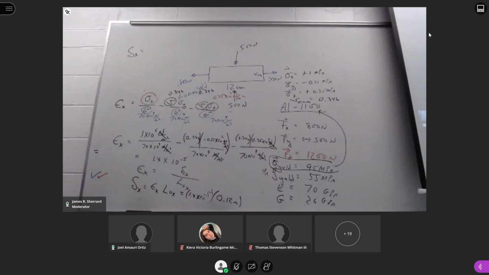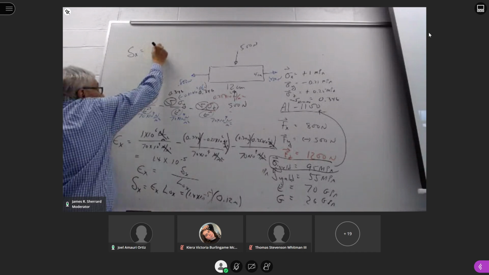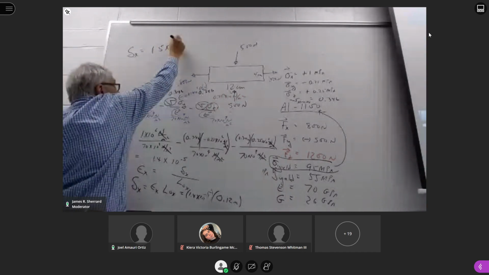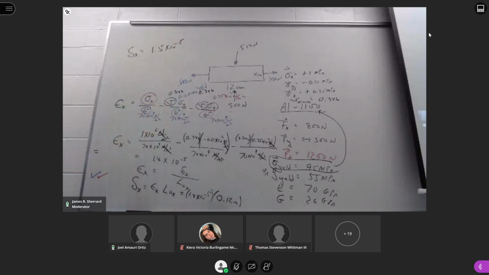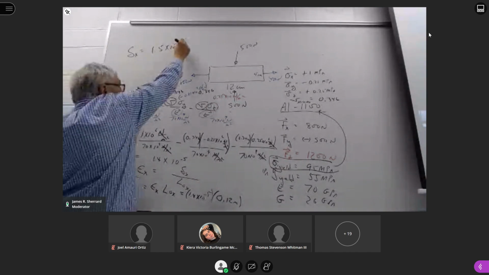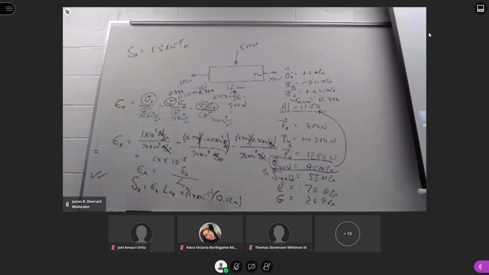1.5 times 10 to the minus 5. 1.5 times 10 to the minus 5 units, meters? Yeah, meters. Did everybody hopefully get that value? Let me just check it myself here real quick.